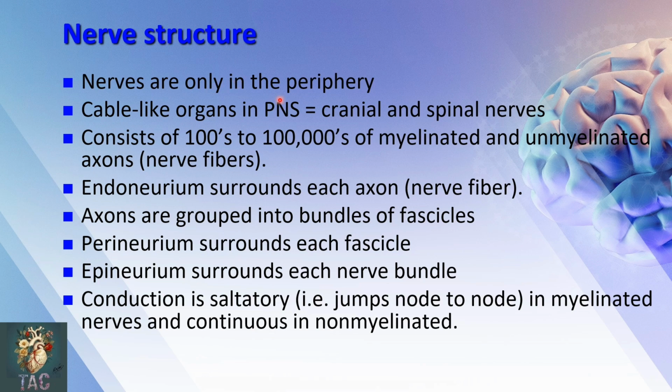The nerves are only in the periphery. They are cable-like structures in the peripheral nervous system. They may be cranial nerves or spinal nerves. They consist of hundreds to lakhs of myelinated and unmyelinated axons. The endoneurium surrounds each axon, that is the nerve fiber. These nerve fibers, when combined, form the nerve fascicle, which is formed by the perineurium, and when these fascicles combine, they form the nerve bundle, and this nerve bundle is surrounded by the epineurium.